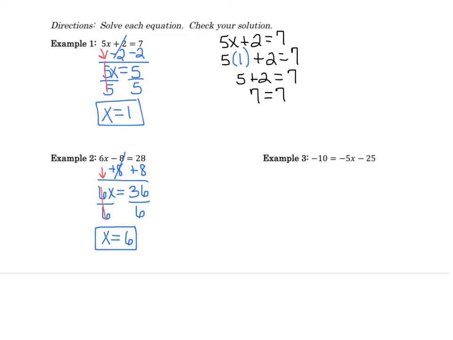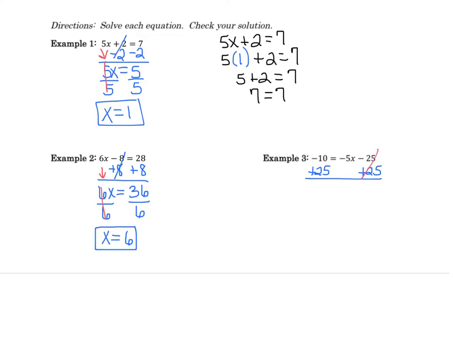Let's look at example 3. Negative 10 equals negative 5x minus 25. So again, step 1, undo addition or subtraction. In this example, the problem is subtracting 25. Okay? This is your equals. Your goal is always to get the variable by itself. So you want to get rid of that 25, subtracting 25. So you're going to add 25 to 25 and 25 to negative 10.